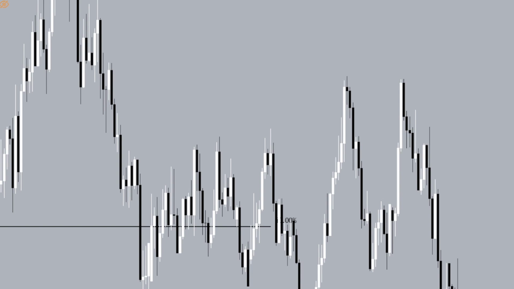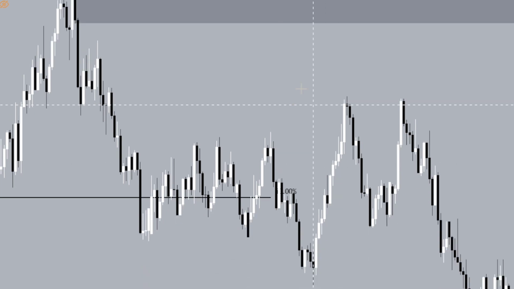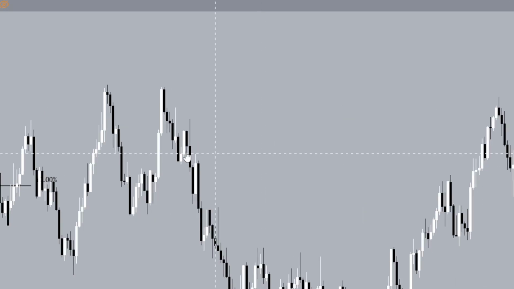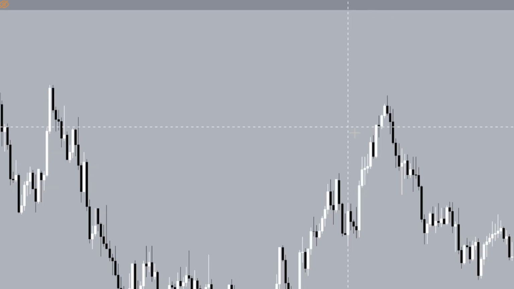So now the same concept applies. We're looking for POIs above the 50% level. So we understand that we had an imbalance over here, we had some imbalance over here, but these have been filled over here, and as you can see, price melted down. So now we're still looking for POIs. Again, we had a fair value gap over here. Price filled the inefficiencies over here and headed lower.